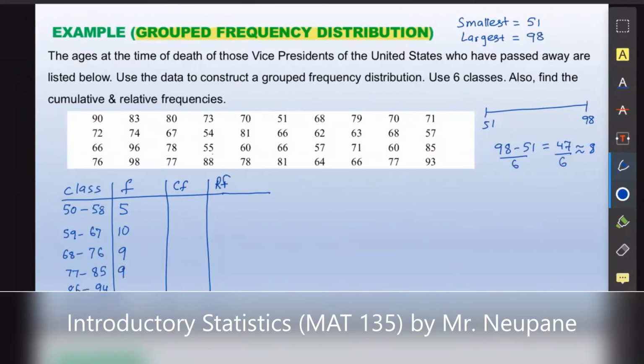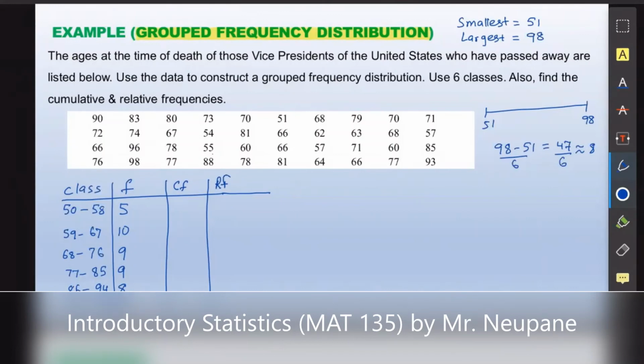86 through 94. 3, 8. Then 95 through 103. 2. How many? Did you say 2? Yes. Okay.